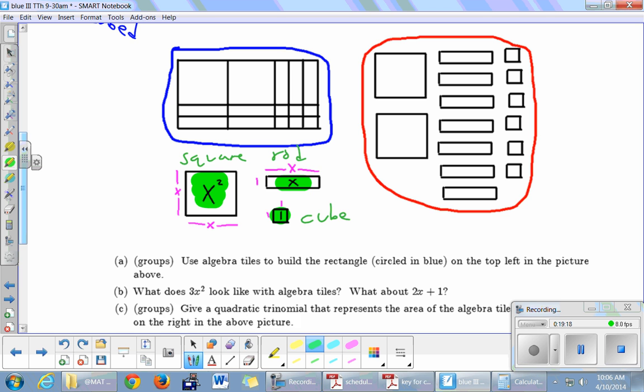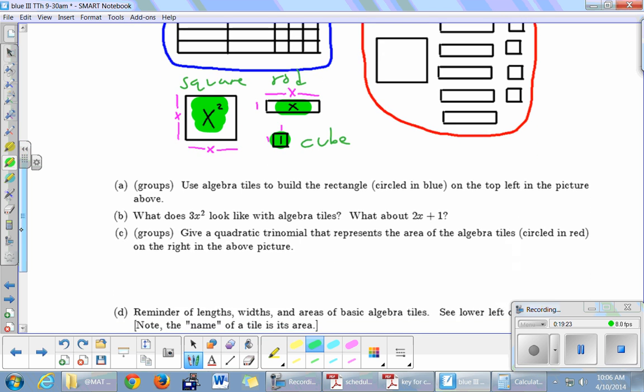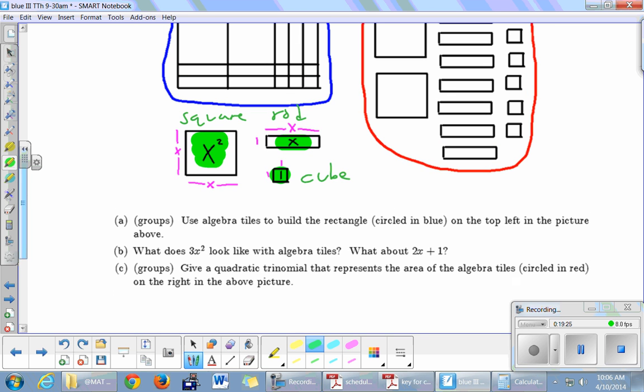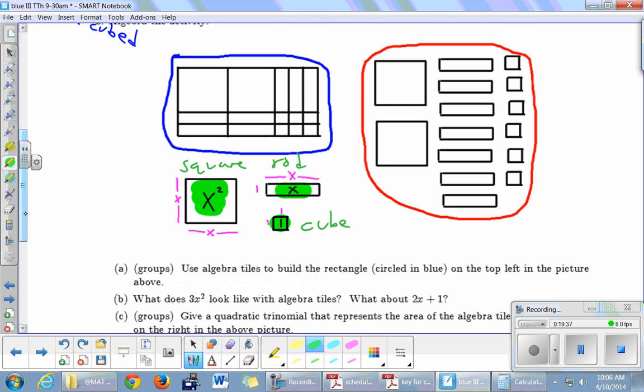Okay, in your groups, we're going to come down here to part C, which says, give a quadratic trinomial. That's new vocabulary. We'll analyze it in a second. It represents the area of the algebra tiles circled in red on the right in the above picture. So what I want you to do is write down some expression with x squareds and x's and some other number that represents the combined area of all this stuff circled in red. So count some stuff, write your expression, and check your answers with your neighbors.